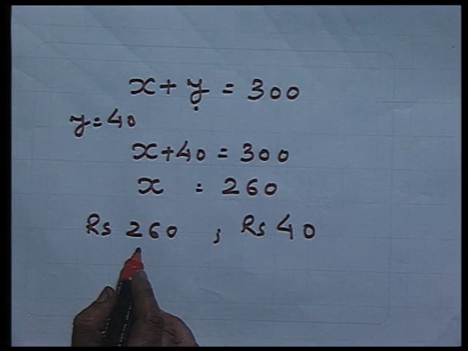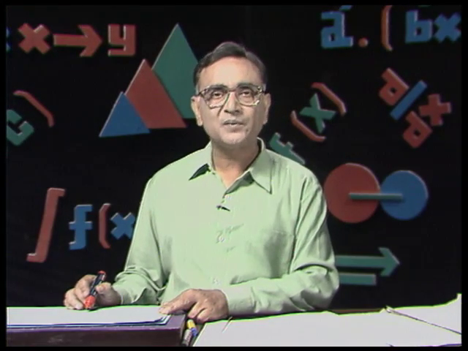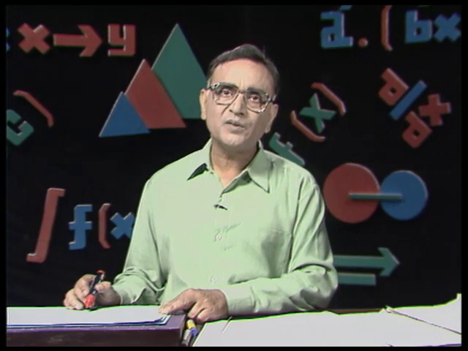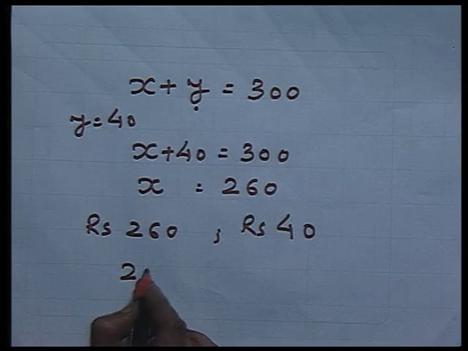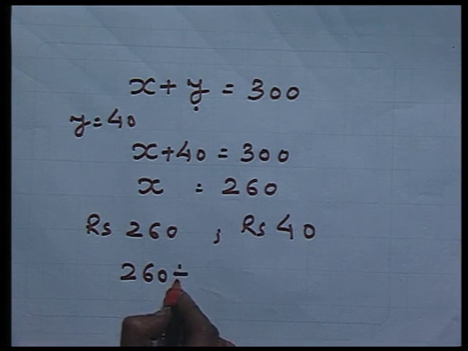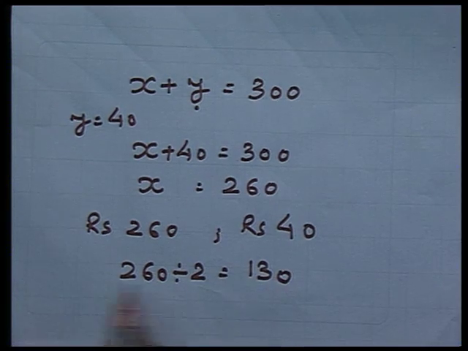But since the half ticket, that is the ticket for a child below 12 years of age, is half the fare of the full ticket, therefore, the fare for half ticket will be 260 divided by 2, and that is equal to 130.